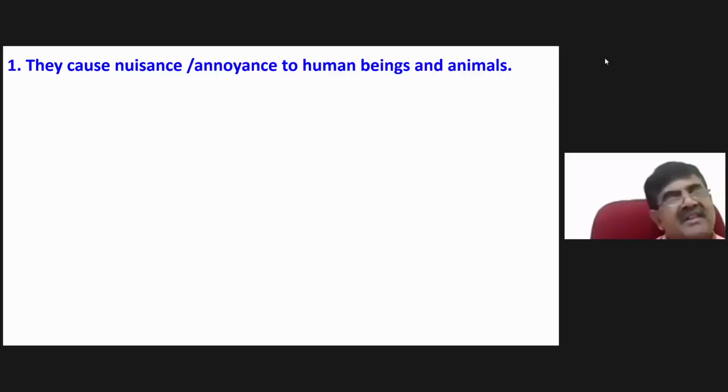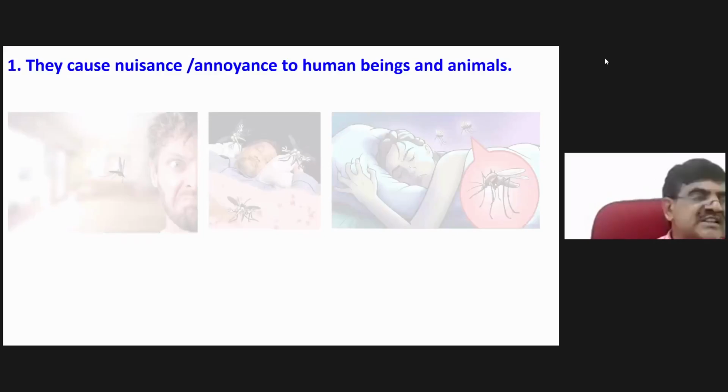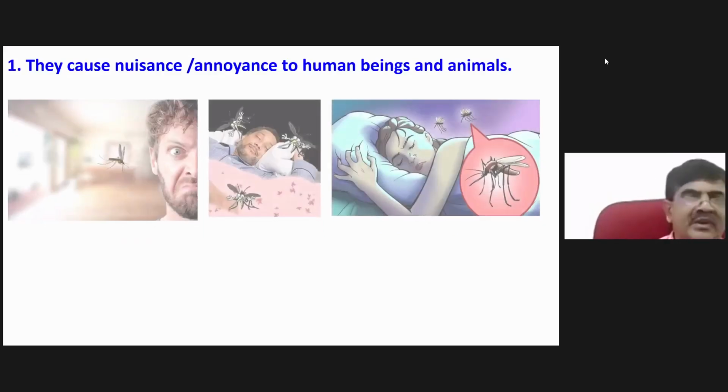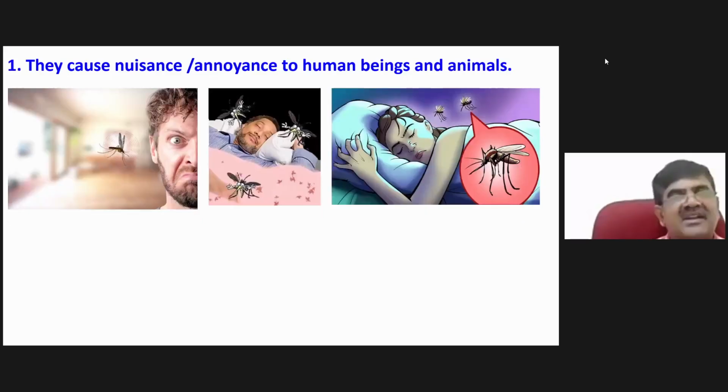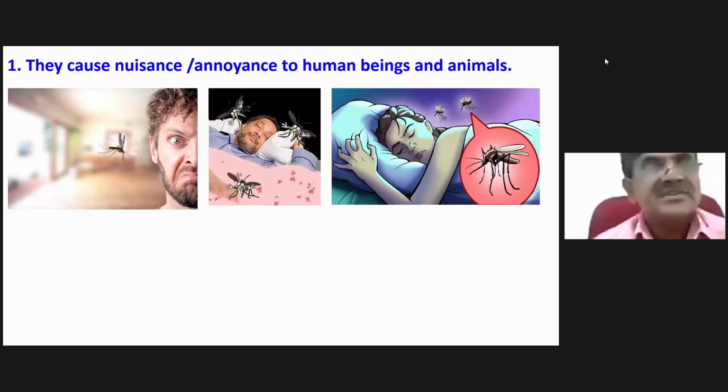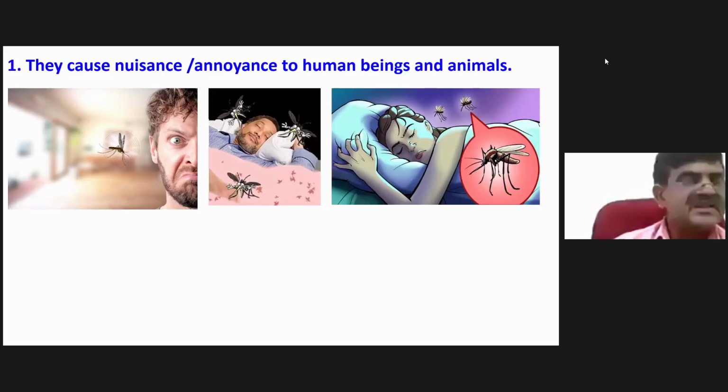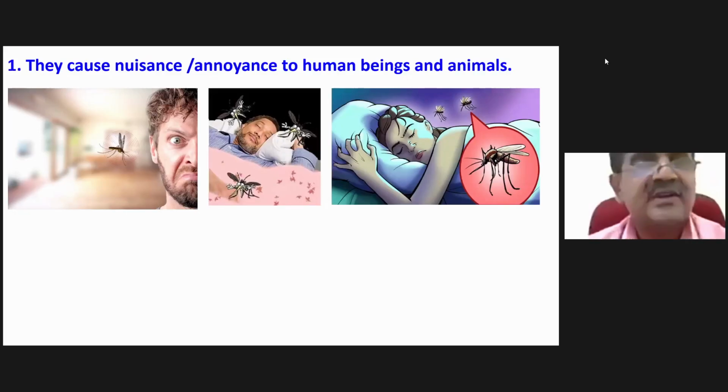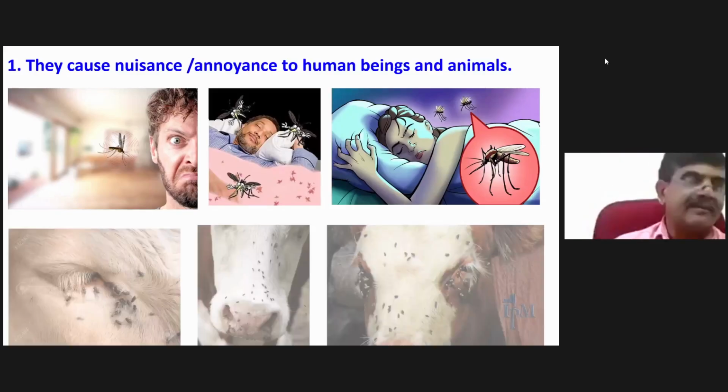So firstly, why we have to study insects is they cause a lot of nuisance or annoyance to human beings and animals. Most of you might have this experience, especially during night time when we are about to sleep. The mosquitoes come and make a buzzing sound near the ears. So they cause nuisance or annoyance to human beings during night time.